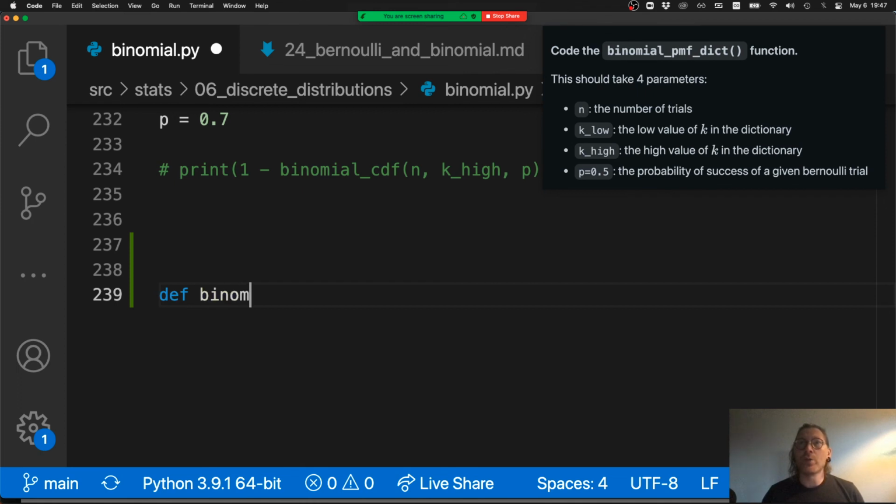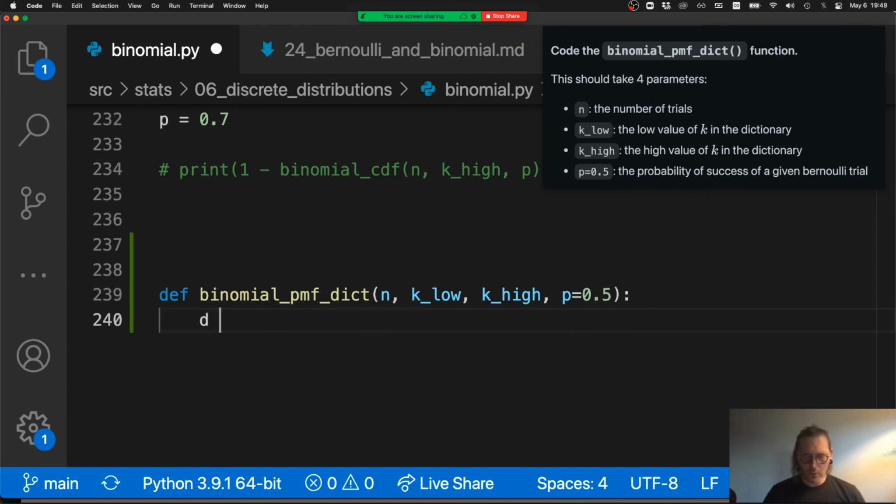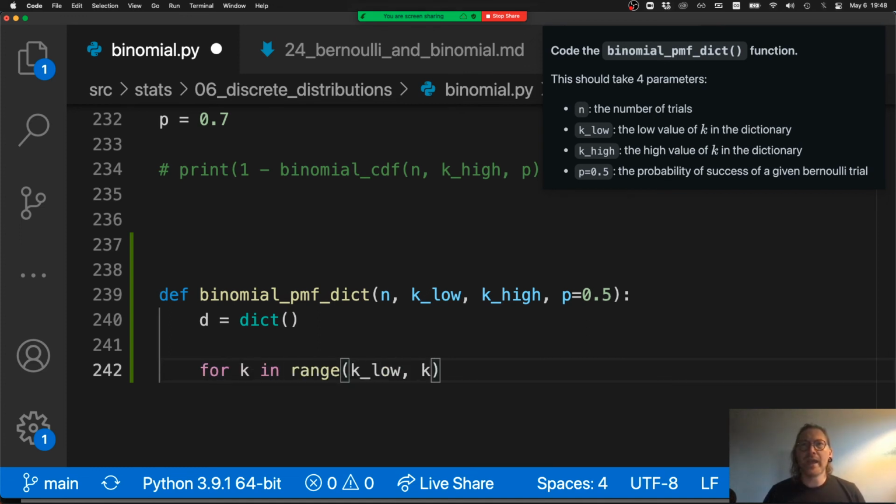The function is called binomial PMF dictionary, and it has n, k low, k high, and a probability that defaults to 0.5. So we're going to instantiate a dictionary. That's the first thing we do. And then we are going to simply loop from k low to k high. So for k in range, we'll go k low to k high. The high value of k needs to be in the dictionary, so this has to be inclusive. So we'll just add one to that.